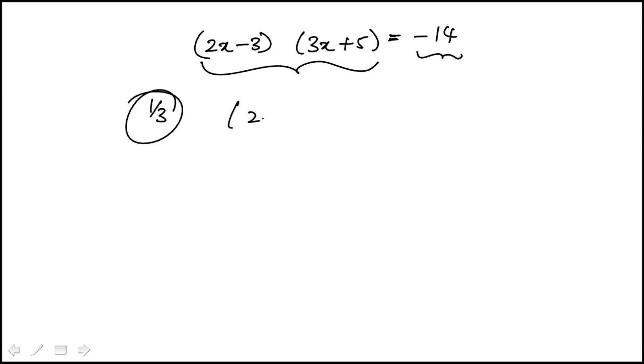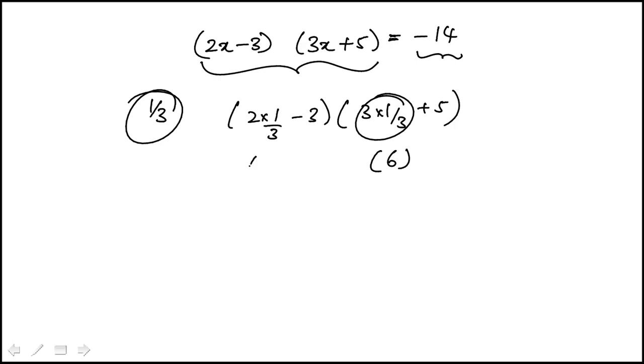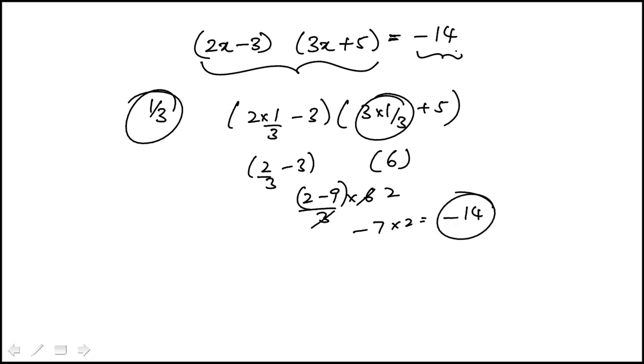So if I'm plugging in 1/3, you want to do this with the calculator. 3 times 1/3 is 1. 1 plus 5 is 6. And then this is 2/3 minus 3, which is 2 minus 9 over 3, times 6. That goes here. That's minus 7 times 2. It's minus 14 indeed. So that one works out. And since no other choice has 1/3, we know the answer has to be A. So that's kind of how you would do it, by plugging in.